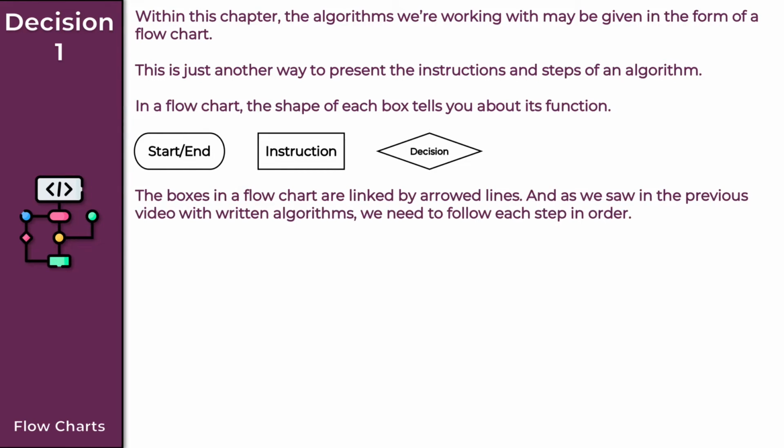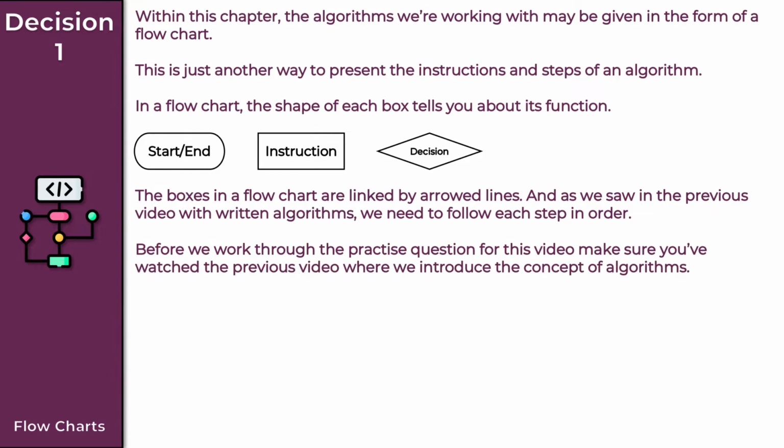Now, the boxes in a flowchart are linked by arrowed lines. And as we saw in the previous video with written algorithms, we do need to follow each step in order, right? That's the whole point of an algorithm. Before we work through the practice question for this video, just make sure that you've watched the previous video where we introduced the concept of algorithms. So with all that in mind, let's work through a practice question together on flowcharts.